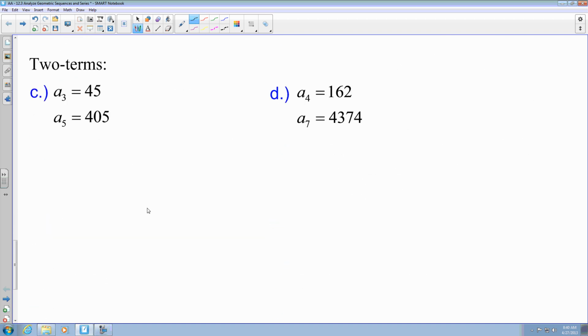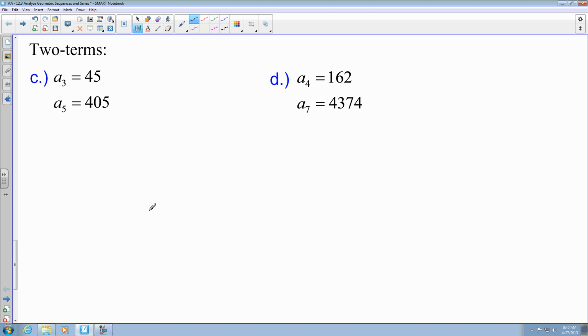Also, just like we had in the other section, we were given two terms. The other day, we used the elimination method to solve for the common difference with arithmetic sequences. Today, I want to use the substitution method in order to find the common ratio. So how we do that is, let's put it into the general equation using those two values in the sequence.